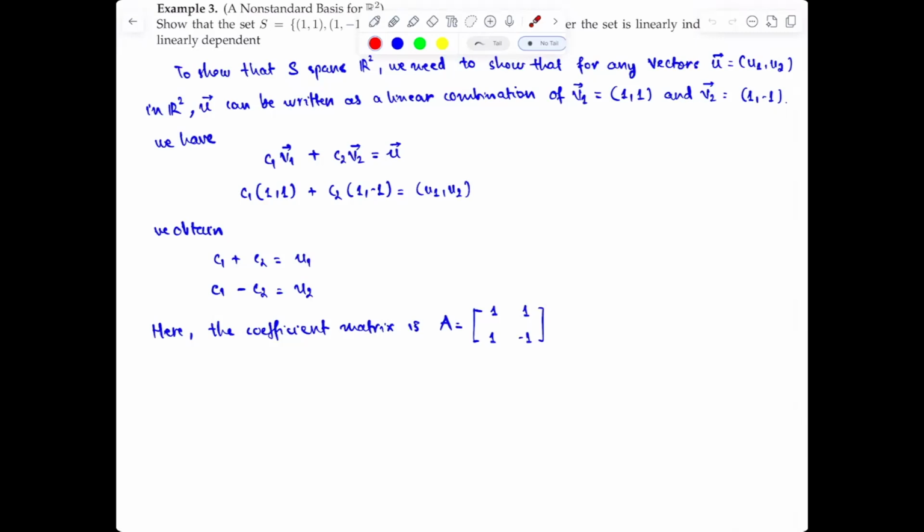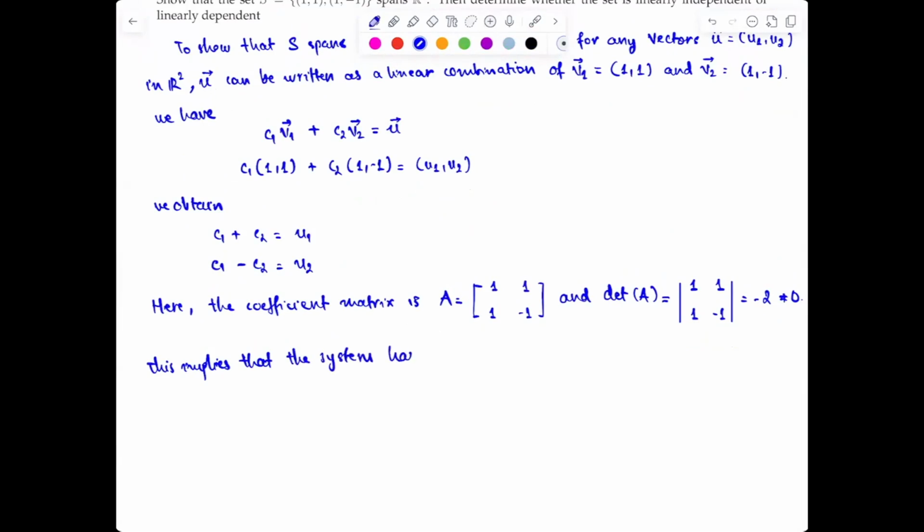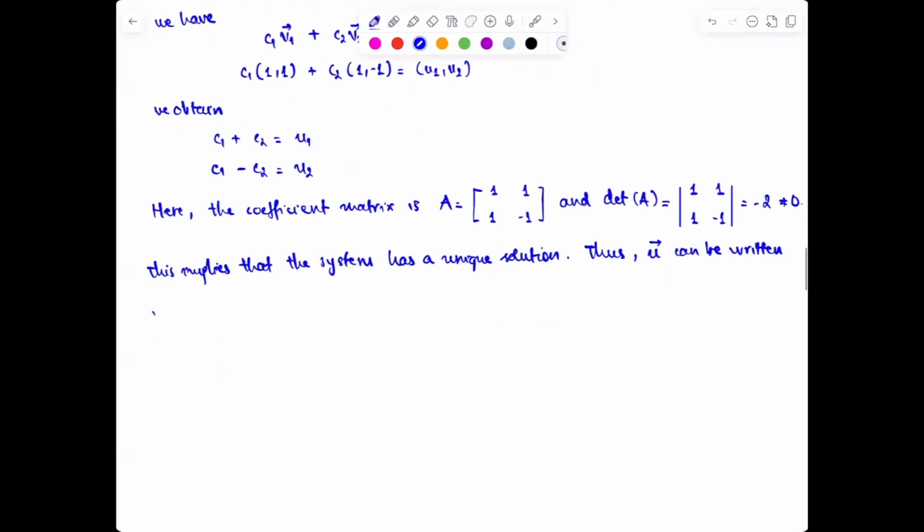And in this case, you can do that by checking the determinant of the coefficient matrix A, which is of the form 1, 1, 1, -1. This is a 2 by 2 determinant, and it is actually equal to -2. How can I know that? You take the product of the main diagonal, which is 1 times -1, is -1, minus the product of the off diagonal. So that's why you have the determinant to be -2, and this is different from 0. When the determinant is different from 0, this implies that the system has a unique solution. Thus, the vector U can be written as a linear combination of V1 and V2. Therefore, S spans R2.